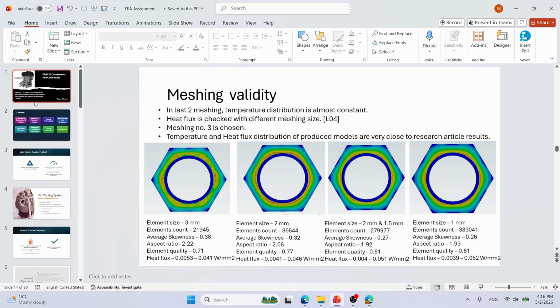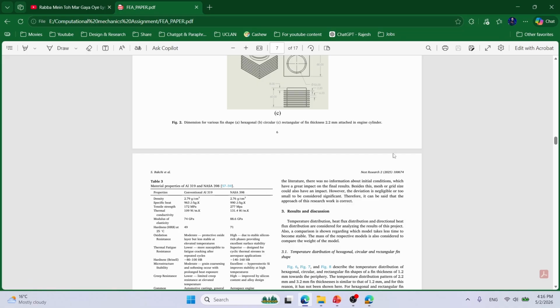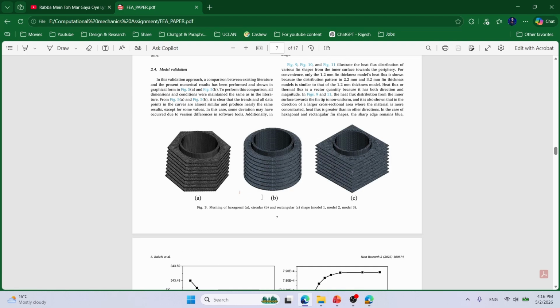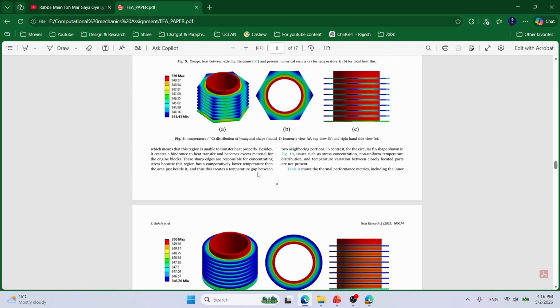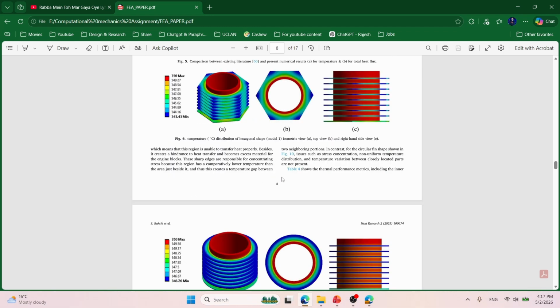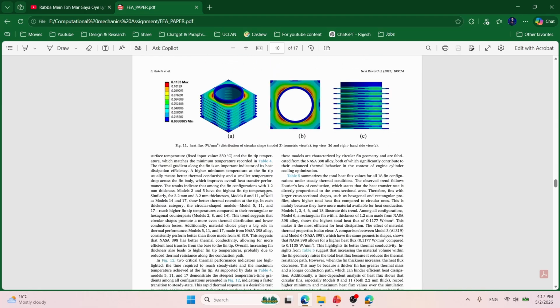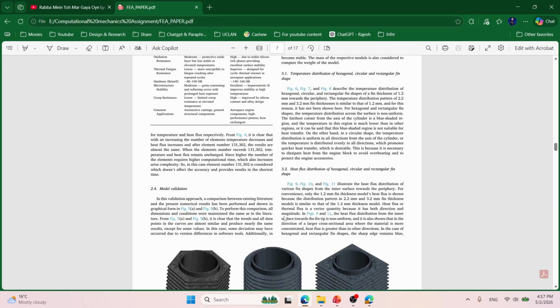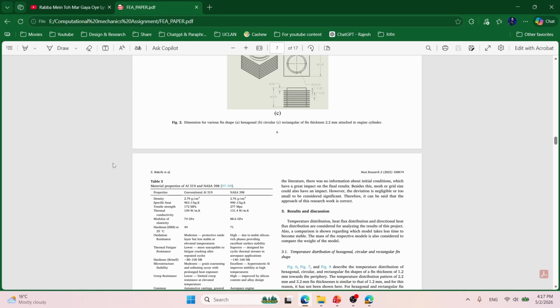For the purpose, let's go through the paper from where I got all the references. This is the geometrical data, which is the same as mine. I followed this paper and I got these results: temperature at different conditions, heat flux, temperature contour. I did it on my own based on this paper.